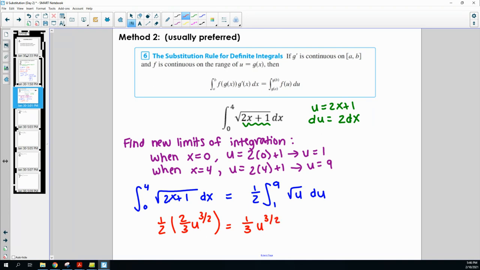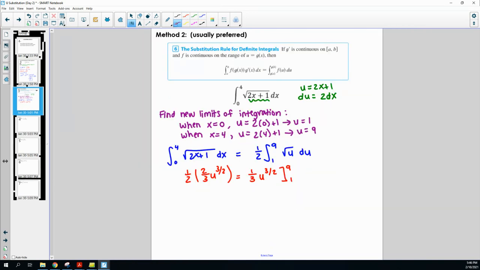The difference here is that I'm not plugging in 2x plus 1 in place of u. I'm just going to take this expression in terms of u and plug in my new limits of 1 and 9. So we're going to get 1/3. I plug in 9 first, and I'm just going to pull the 1/3 out from everything since that's in common. So I have 9 to the 3/2 minus 1 to the 3/2. When I simplify this, I get 26/3, which is the same exact answer I got before.